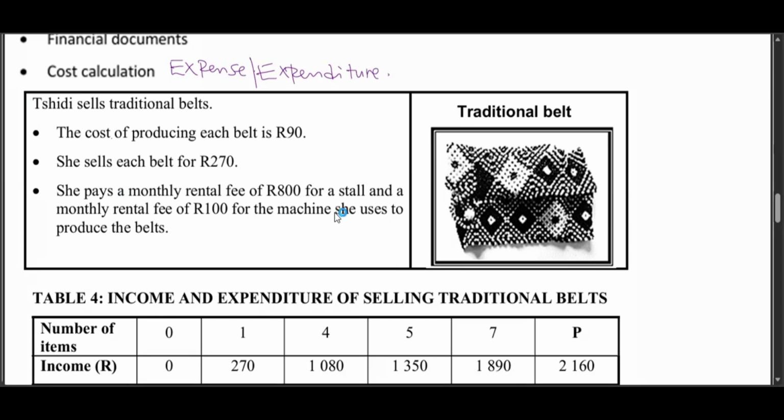So now we have a person called Titi who sells traditional belts. The cost of producing each is 90 Rand, so this is a cost. She sells them; this is not a cost. It is income, because after selling, the money comes in. Then she pays monthly.